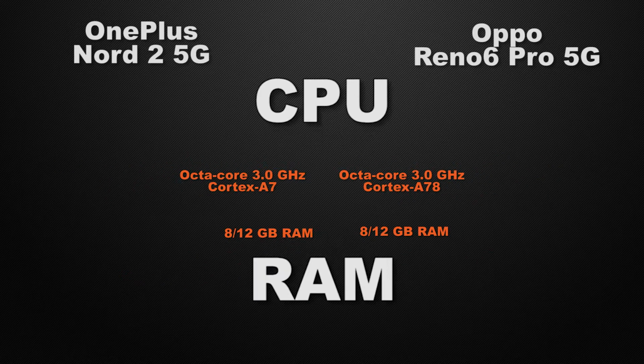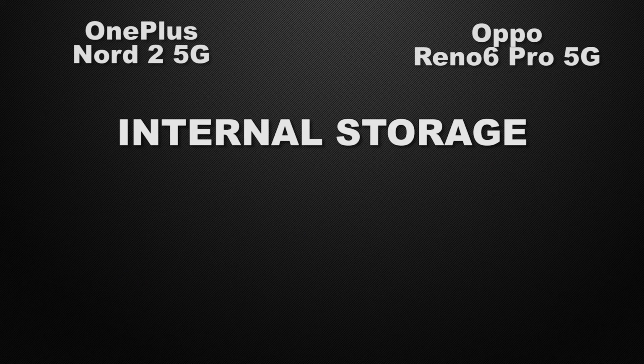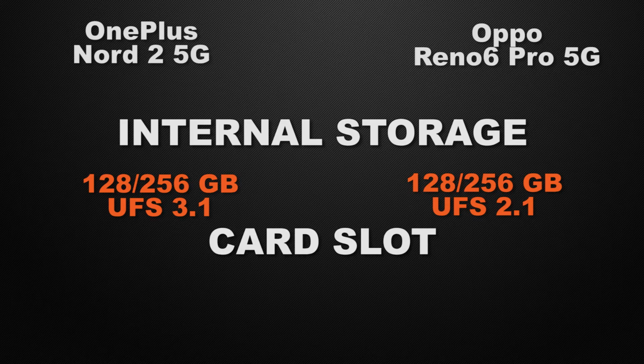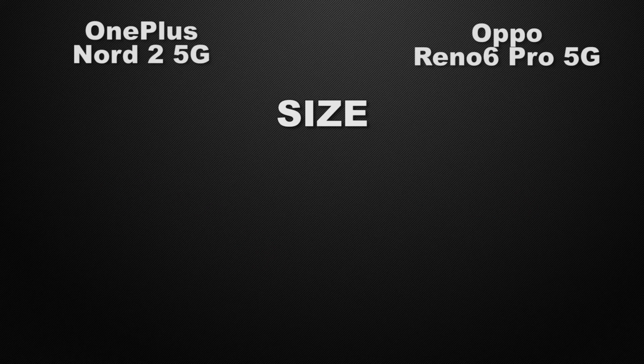Let's talk about the internal storage of the devices. Nord 2 comes with 128 and 256 GB of storage, whereas Reno 6 Pro has 128 and 256 GB of storage. So it's a tie because both devices have the same storage options. And about the external storage, Nord 2 does not have any card slot, whereas Reno 6 Pro also does not have any card slot. So it's a tie.